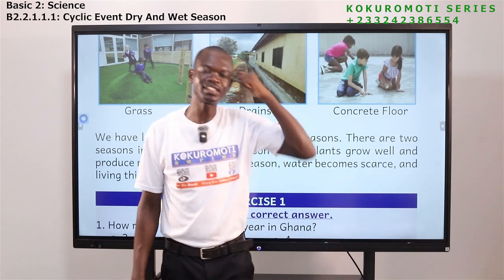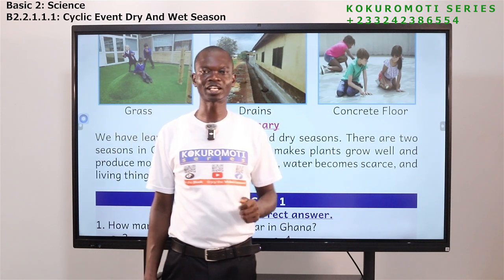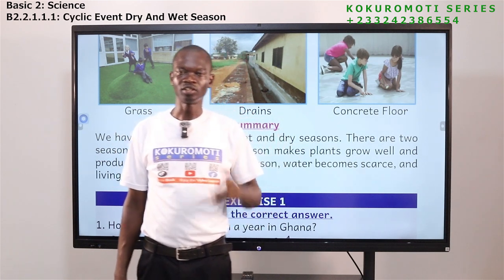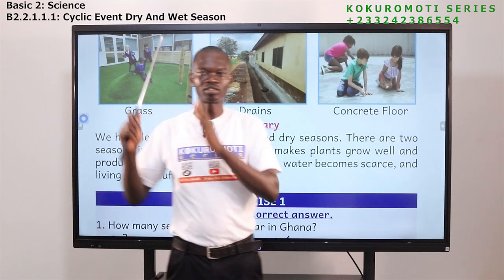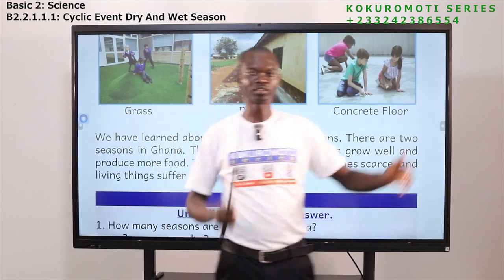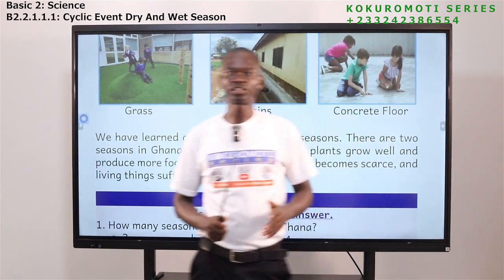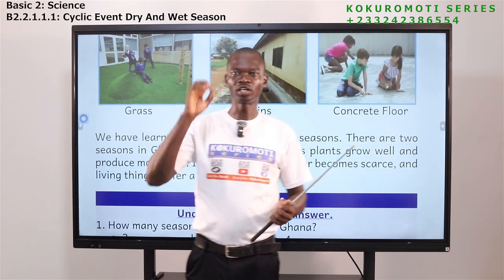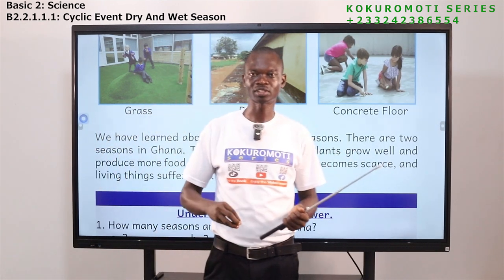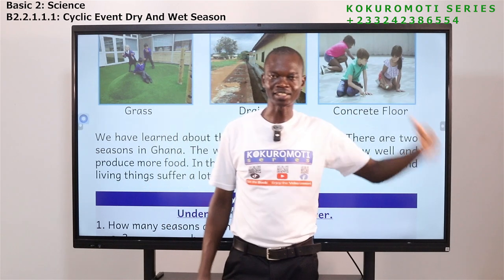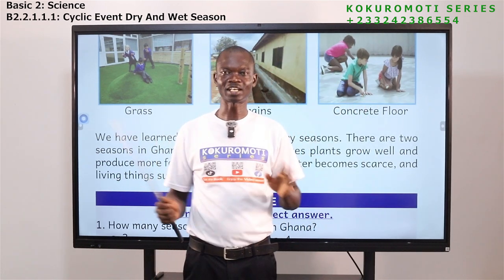If you hear rainy season, we are talking about what? Wet season. If you hear Harmattan season, we are talking about what? Dry season. And we have also learned that the dry season has a period, and the rainy season also has a period. And one thing that you should know is that during the rainy season, there are a lot of benefits that we get, and a lot of challenges that come with it too. And during the dry season too, the same thing happens. So these are the things that you should know.